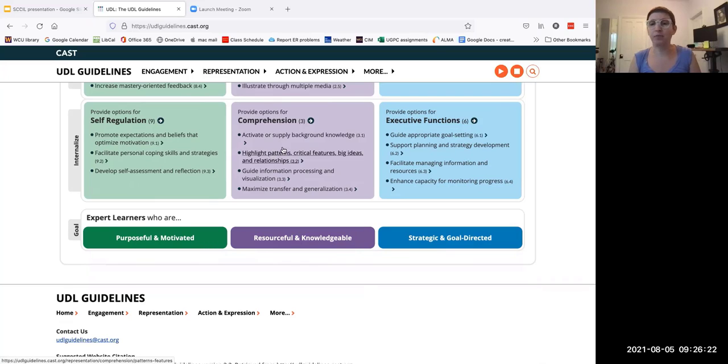I can do that. But if I move over to the right-hand column in the blue, which is action and expression, this executive function, guide appropriate goal setting, support planning and strategy development, I've got 50 minutes most of the time. That stuff probably isn't going to happen for me.